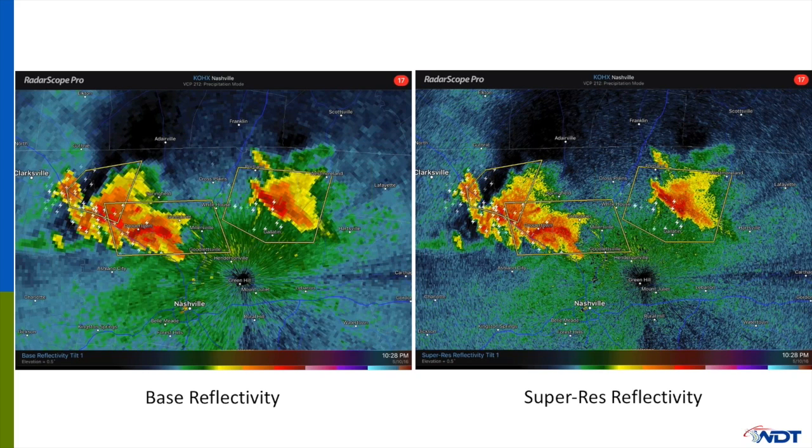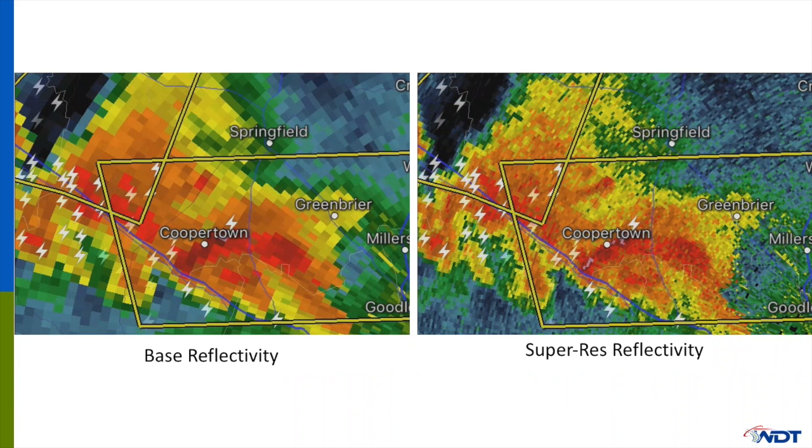Let's look at the same storm taken at the same time. Both images use 256 colors to display the data. On the left is base reflectivity, and on the right is Superrez reflectivity. If you recall from earlier, the pixels along a beam are called radials. In the base reflectivity, the radial is using wider pixels. But Superrez shows the full resolution of the WSR88D.